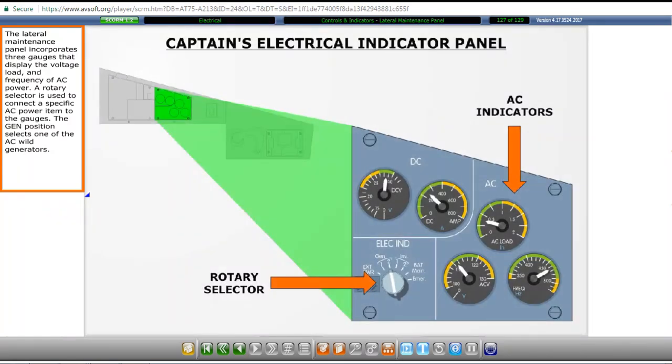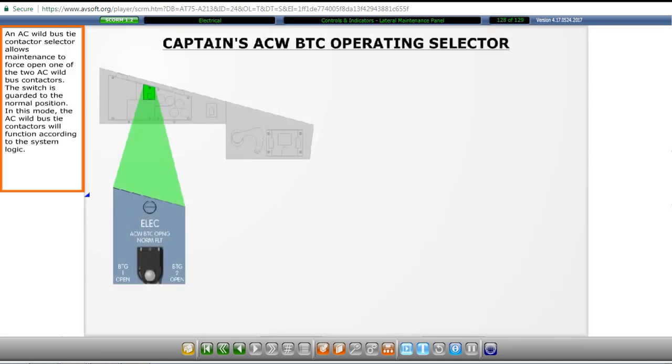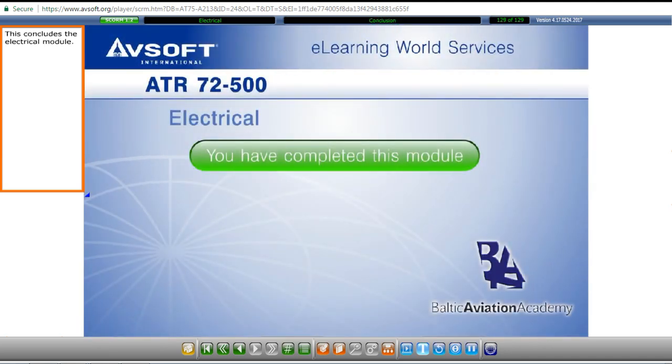The lateral maintenance panel incorporates 3 gauges that display the voltage, load, and frequency of AC power. A rotary selector is used to connect a specific AC power item to the gauges. The generator position selects one of the AC Wild generators. An AC Wild bus tie contactor selector allows maintenance to force open one of the 2 AC Wild bus contactors. The switch is guarded to the normal position. In this mode, the AC Wild bus tie contactors will function according to the system logic. This concludes the electrical module.